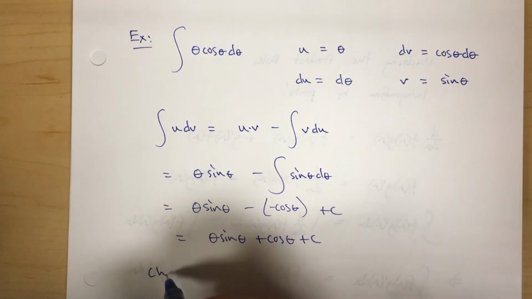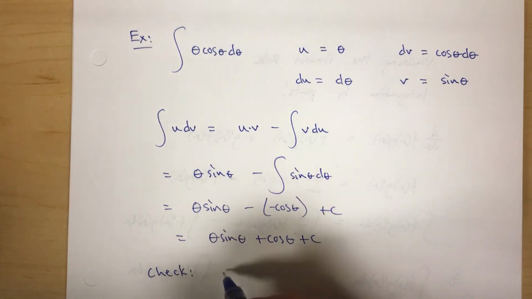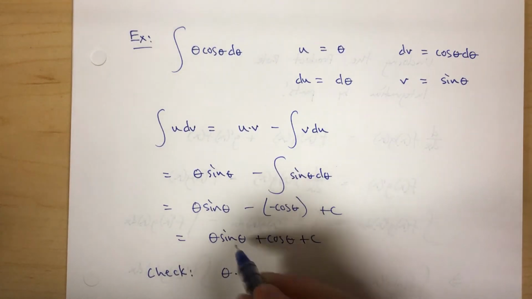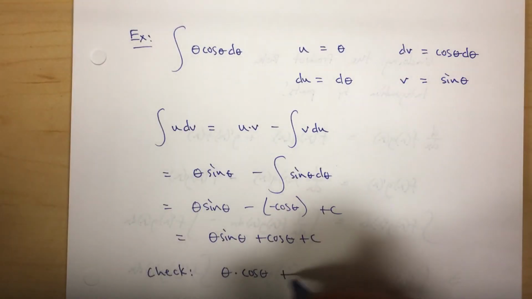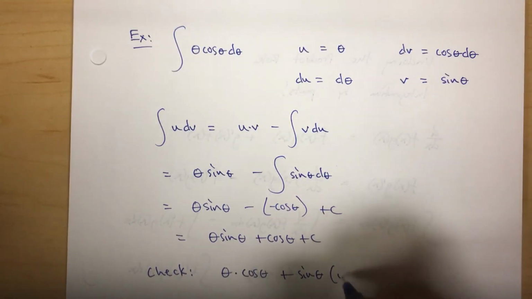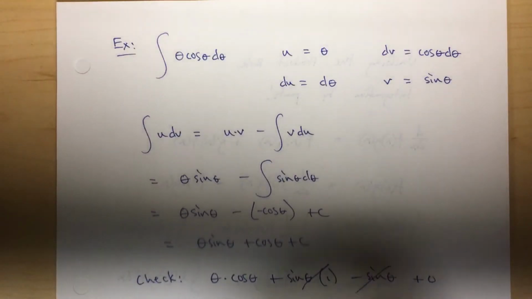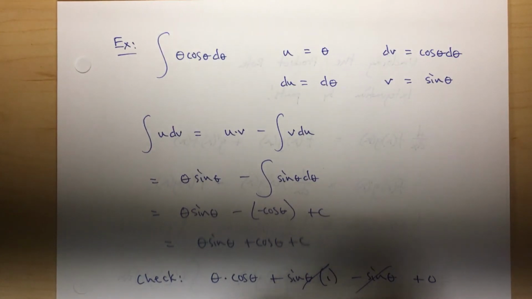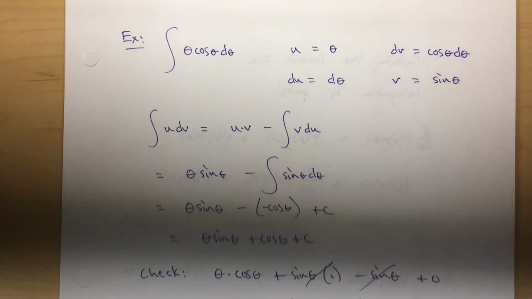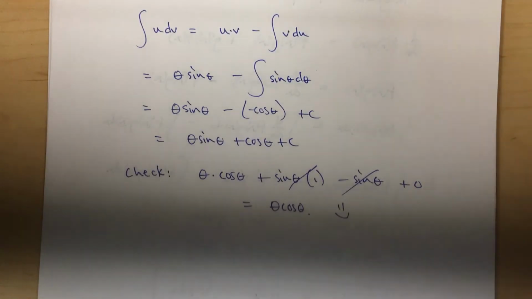Now to check, I could take the derivative of this, and I would get theta times cosine theta plus sine theta times 1 minus sine theta plus 0. Boom, boom, equals theta cosine theta. So it definitely appears that this is going to work.